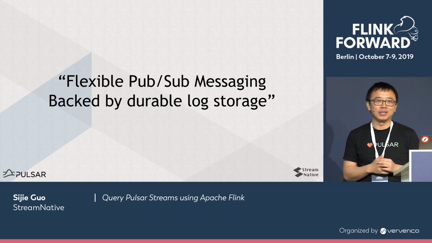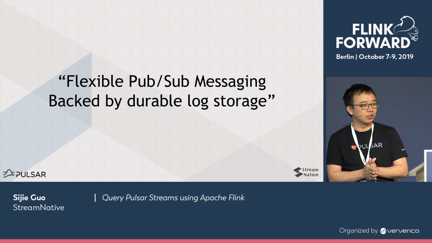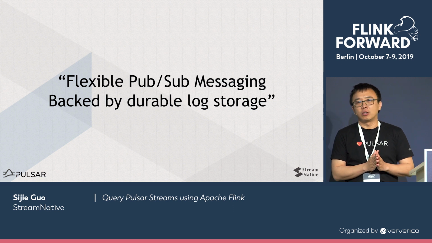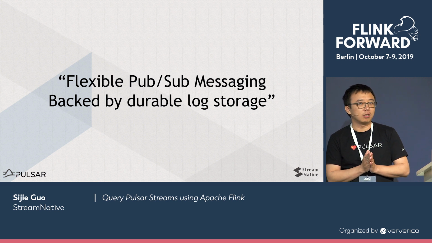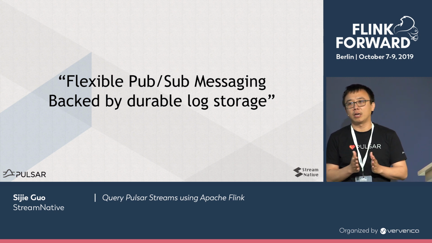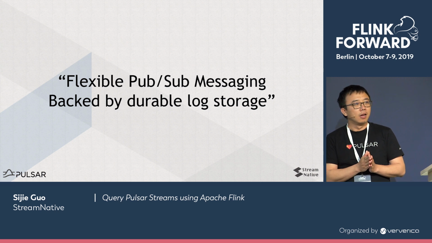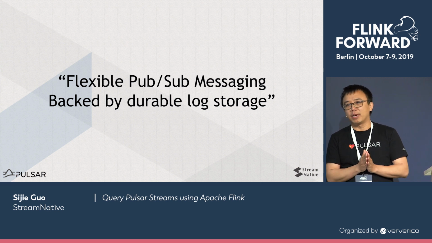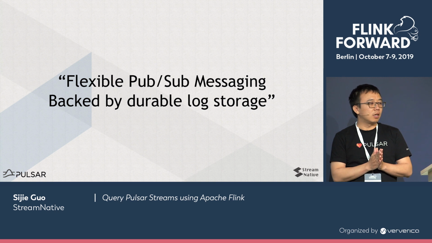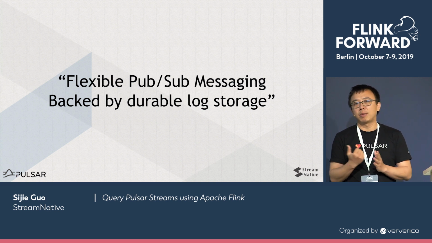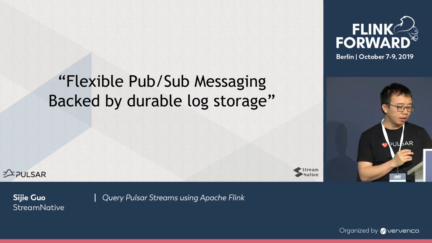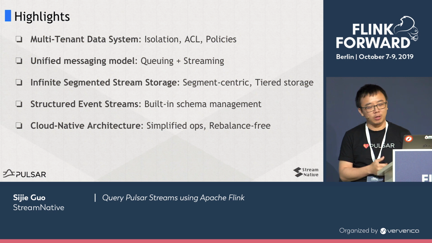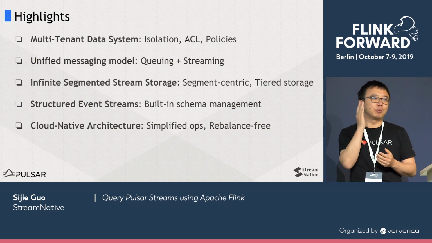So we usually use one sentence to describe Pulsar, which is flexible pub-sub messaging, backed by a durable log storage. So from the first part of the sentence, you know it's pub-sub messaging. So you may already know a lot of pub-sub messaging systems like Kafka, or maybe the traditional messaging queuing systems. But the difference is stated by the second part of the statement: it's backed by a log storage.